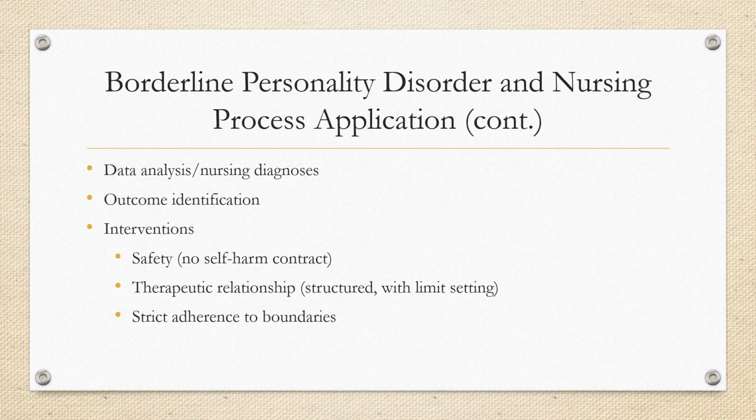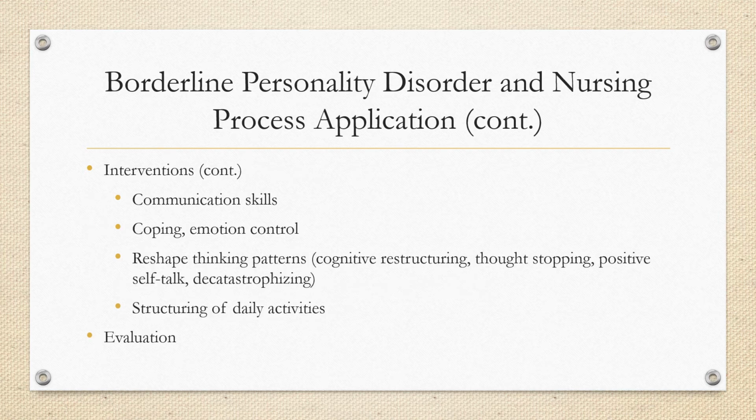Safety is always a priority, and those with borderline personality frequently engage in self-harm, so a no self-harm contract may be used along with teaching them ways to safely express their feelings. Boundaries also need to be established and kept to help the patient understand we are there to help them, but we are not their friend. Helping the patient learn to communicate effectively and control their emotions is also important. We may teach them skills such as journaling, thought stopping, delaying gratification, structuring their time, and more to help them in these areas.